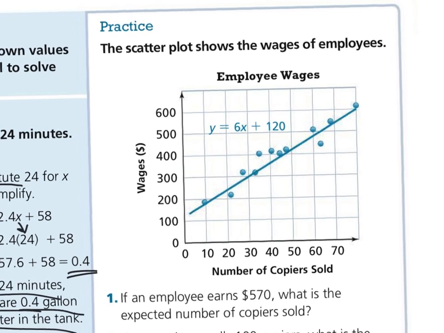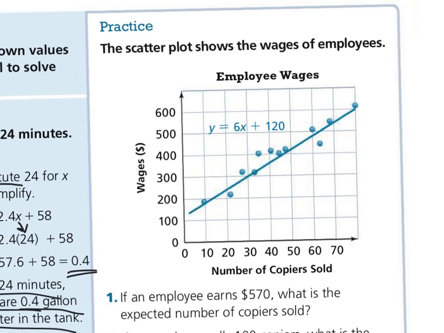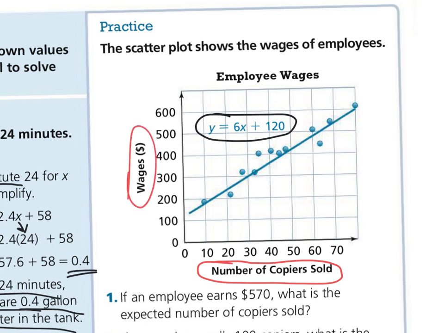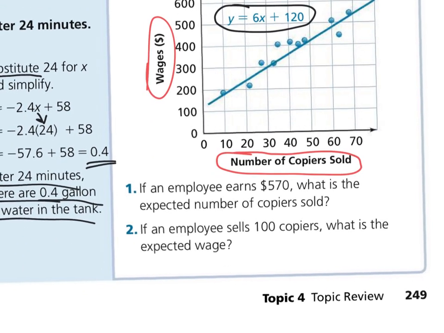So if you look at this example, we have information about the employees' wages. So we have the number of copiers that they've sold and their wages. So I guess they're trying to sell copiers. So number 1 says if an employee earns $570, what is the expected number of copiers sold?